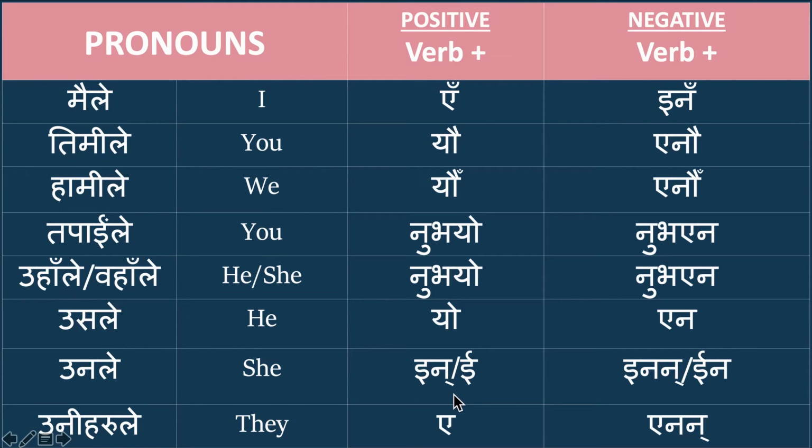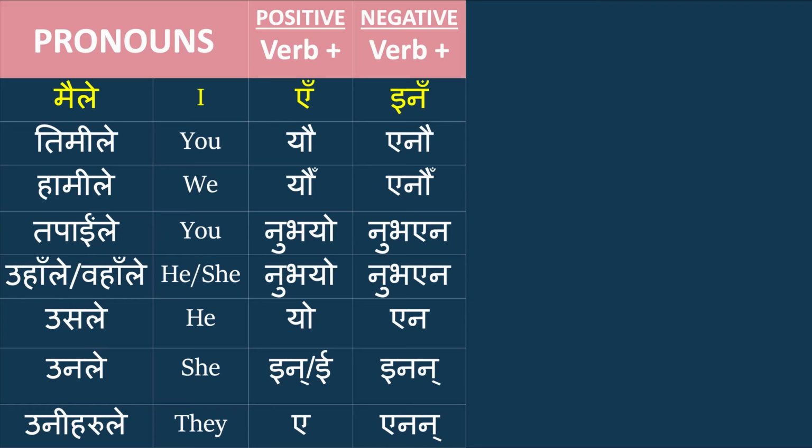You can use either one. Negative is unle, inan or ina. Uniharule e, uniharule enan. Again, don't be confused here from the unle pronoun. In many books, usle and unle you can use for either he or she, but in this conjugation table, I have specially focused usle as he, unle as she. You will be more clear about this conjugation table in the examples.